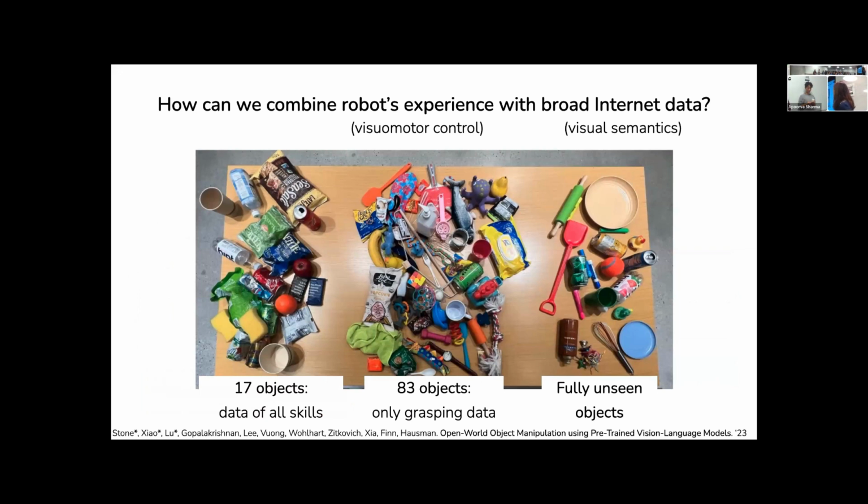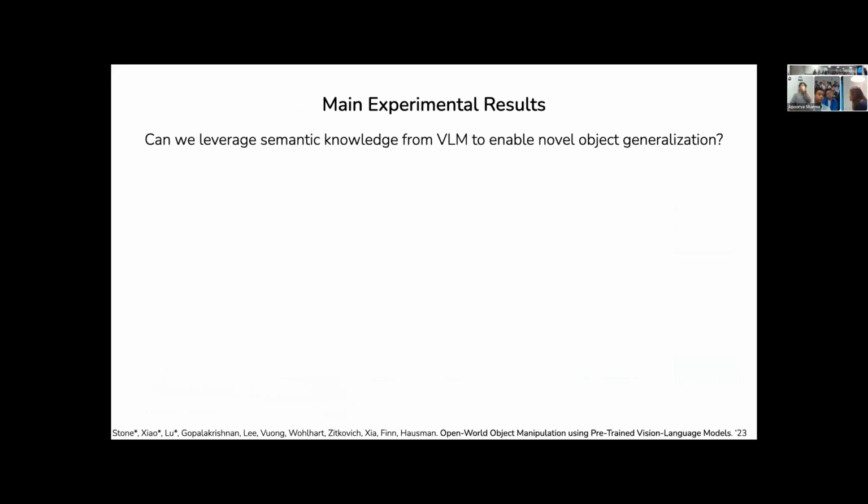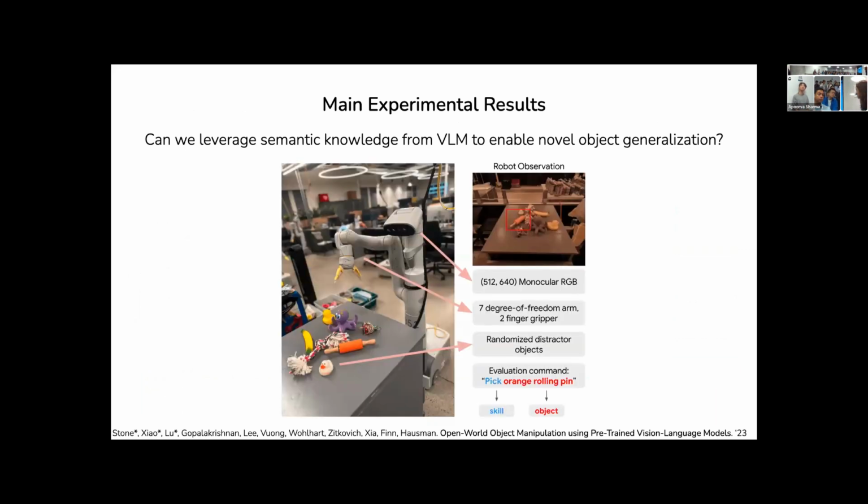Cool. So here's a visualization of the objects that were used for training and the fully unseen objects that are going to be used for evaluation, including objects from novel object categories. Now, in terms of the experimental results, we wanted to understand whether or not we can leverage the semantic knowledge from the VLM in enabling the robot to generalize to out-of-distribution objects. And this is the robot setup. We have a 7-degree-of-freedom arm, a 2-finger gripper, and importantly, there are distractor objects in the scene. This really tests the robot's ability to figure out which object it should be interacting with. Without distractor objects, if there's just a single object, then the robot can trivially pick up or manipulate the objects that are in the scene.